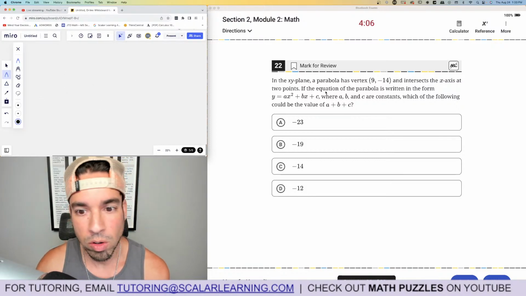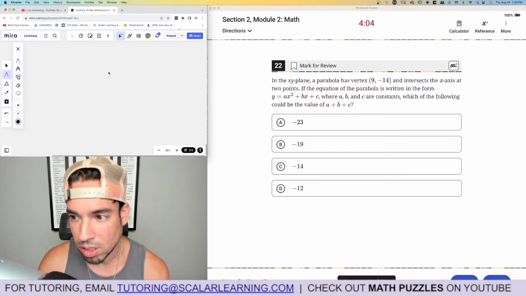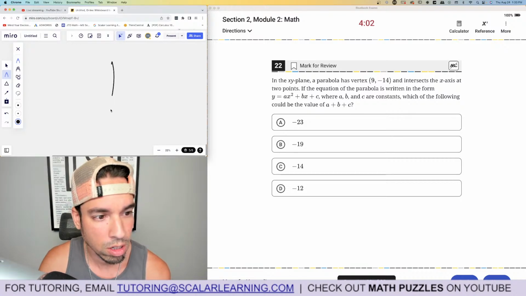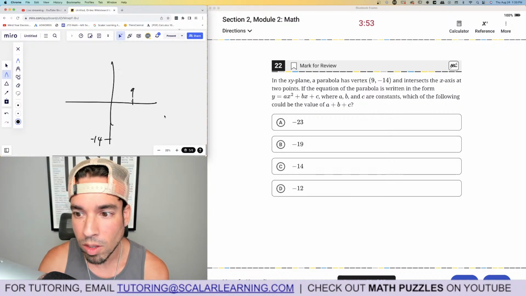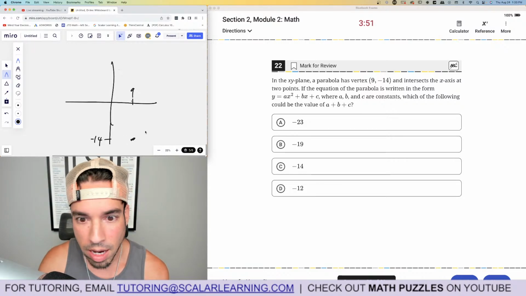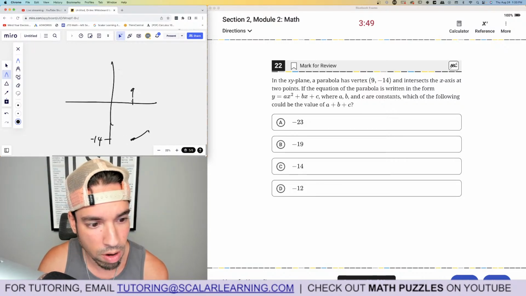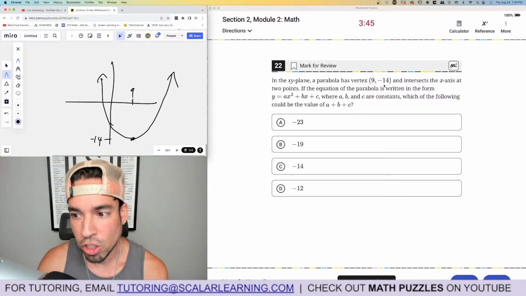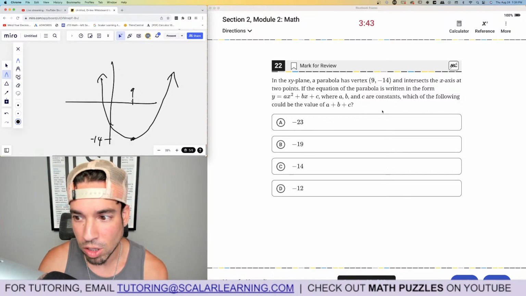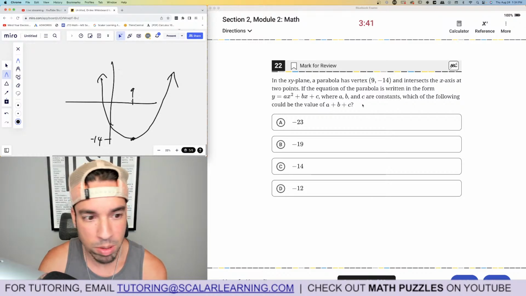All right. In the xy plane, a parabola has vertex 9, negative 14, and intersects the x-axis. Okay, let's draw this out quick. It has a vertex at 9, negative 14, and intersects the x-axis at 2 points, so obviously it goes up, right? If the equation of the parabola is written in this form where a, b, and c are constants, which of the following could be the value of a plus b plus c?